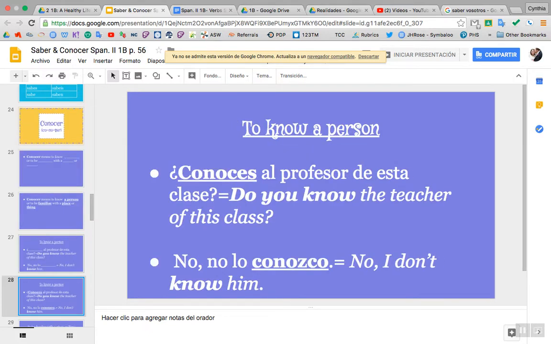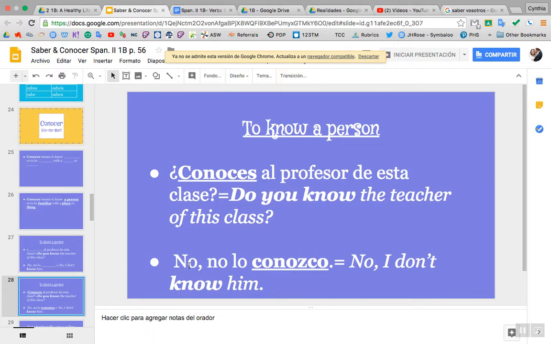For example, ¿conoces al profesor de esta clase? Do you know the teacher of this class? Not do you know who the teacher is, but do you know the teacher? If I asked you about your English teacher, could you tell me where they're from, how many kids they have, what they like to do for fun? You know them well, as opposed to just knowing who teaches your class. That would be a fact. This is to know the person.